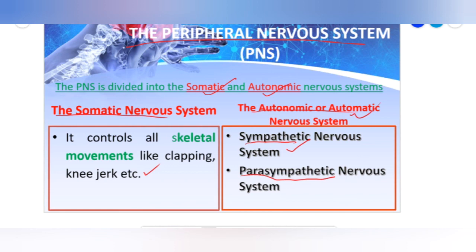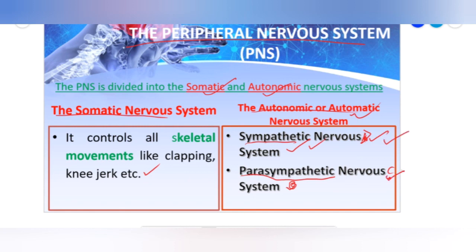While the parasympathetic nervous system reduces the activity of this. So what it does is to return the body to its normal position. It returns the body or animal to normalcy as soon as the danger or emergency is over. What will happen then? Instead of dilation that happens here, what will happen here is constriction. Instead of increasing heartbeat that happens here, decreasing heartbeat will occur.